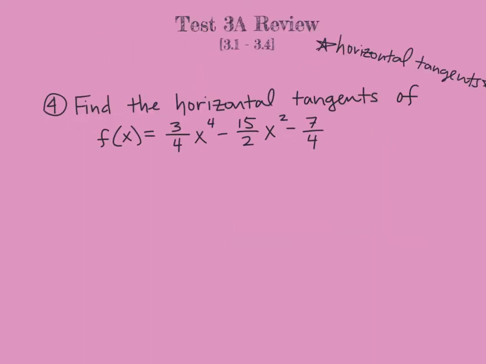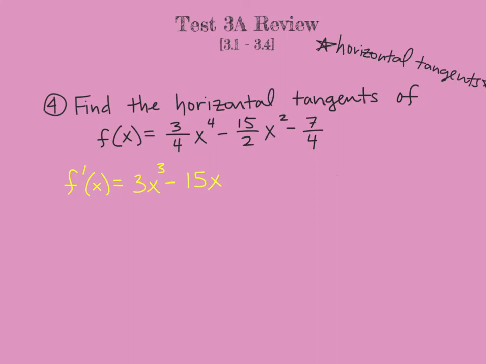In number 4, in order to find horizontal tangents, we need to figure out when the derivative equals 0, because that is when we would have a horizontal tangent line, meaning its slope would be 0. So the first thing we need to do is find f prime, and we can do that using the power rule here. So we'll bring the 4 out to the front. 4 times 3/4 is 3. And then subtract 1 in the exponent. Do the same thing for the next term. 2 times 15/2 is 15, so minus 15x to the first. And the derivative of 7/4, which is a constant, is just 0.